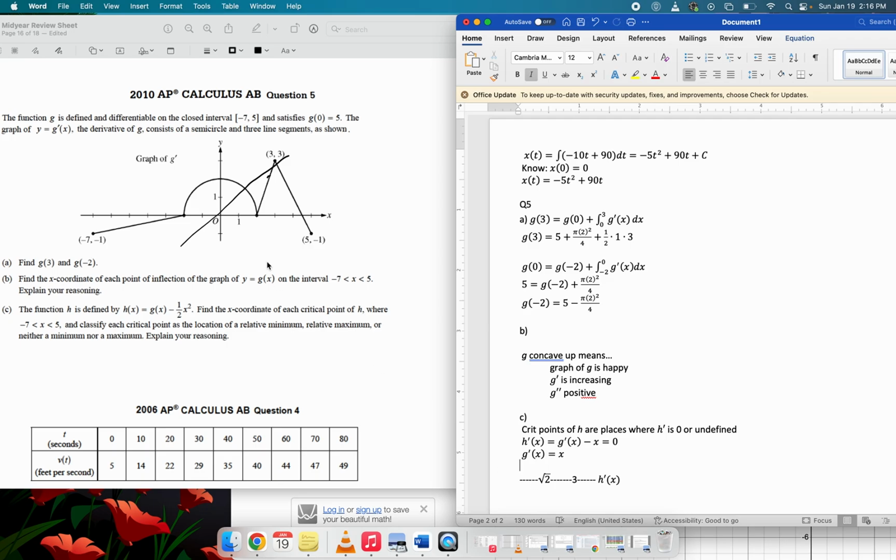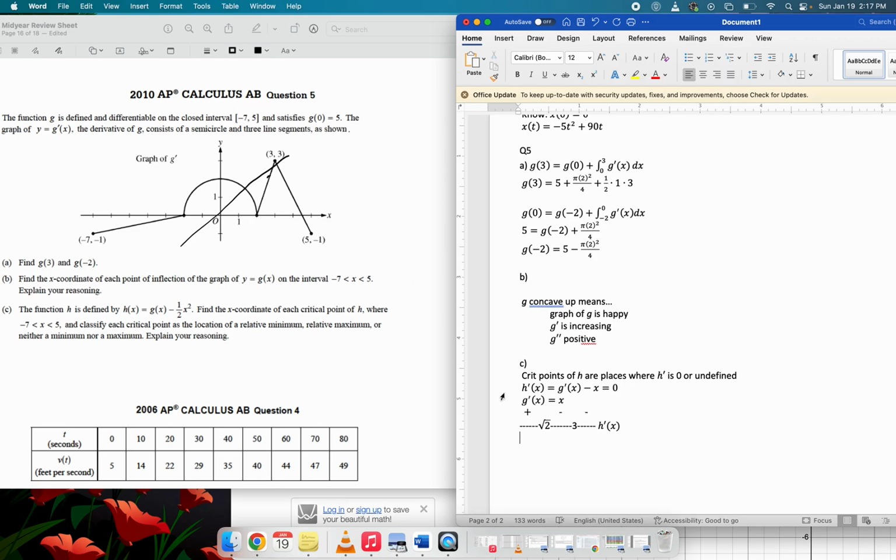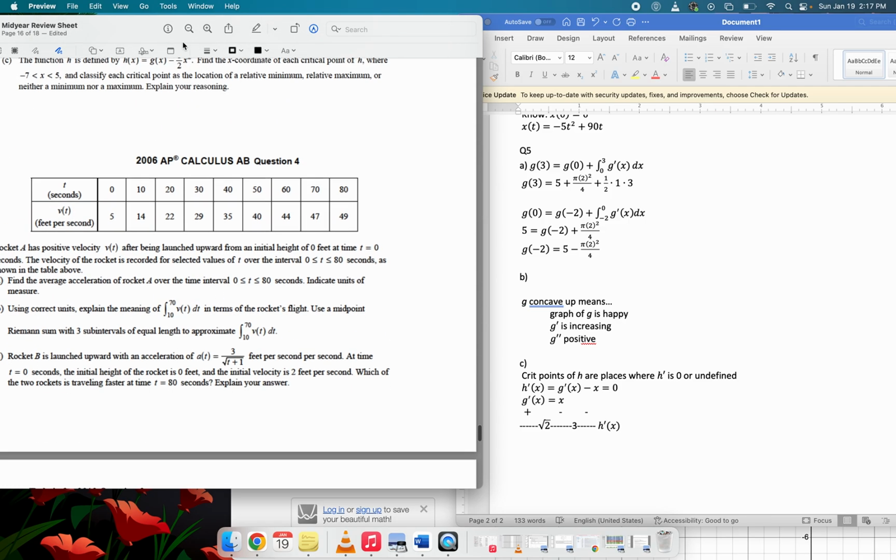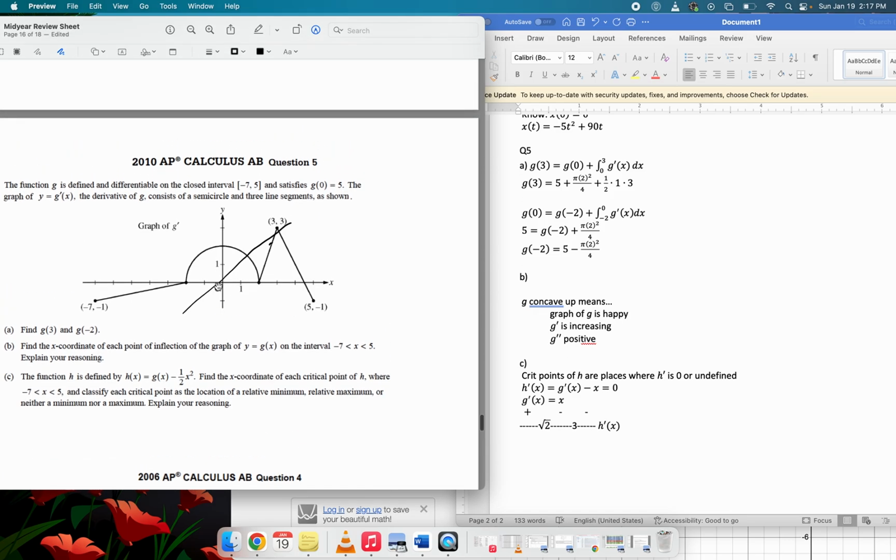Anyway, to the left of root 2, g prime's bigger than x, so this difference is positive on that region. And then from root 2 to 3, the diagonal line is above the graph, so that difference is going to be negative, and after that, the diagonal line is still above the graph, so it's negative again, right? This is a hard problem. So anyway, what kind of points are these? Well, h is increasing, and then decreasing, and then still decreasing. So root 2 is a local max, and 3 is neither a min nor a max. Oof, okay, moving on. Sorry about that weird mix-up.